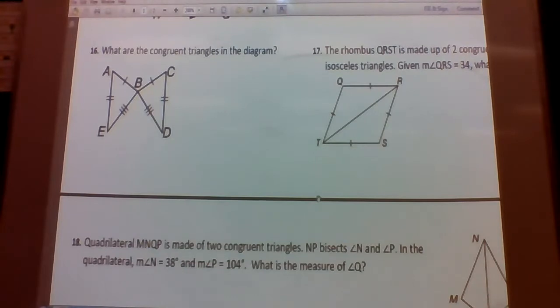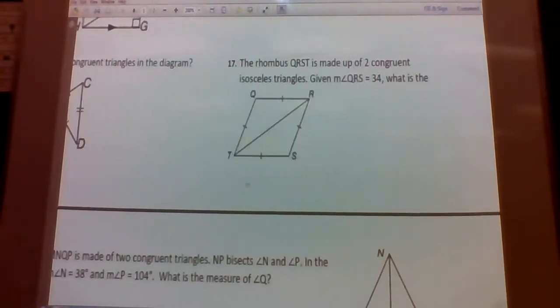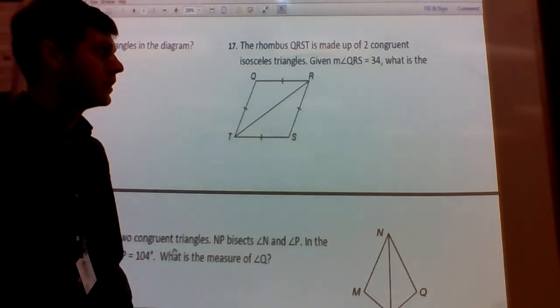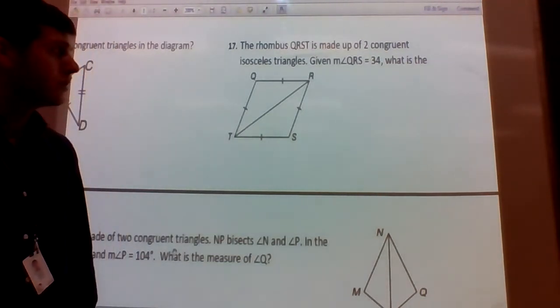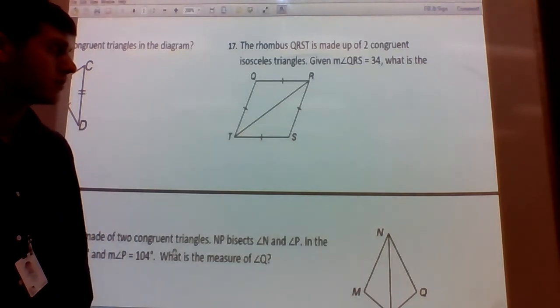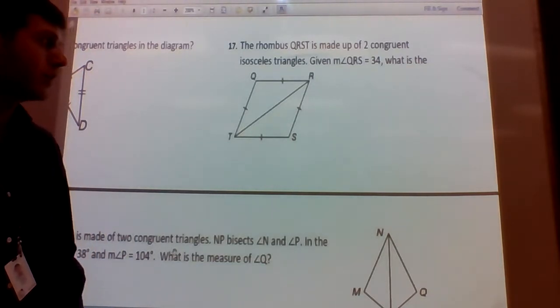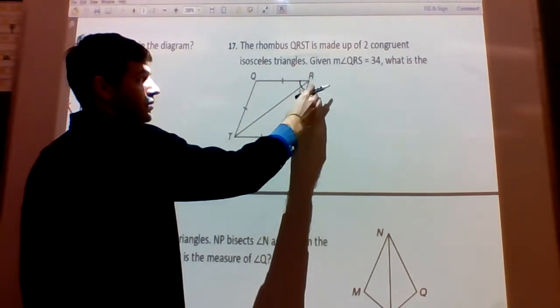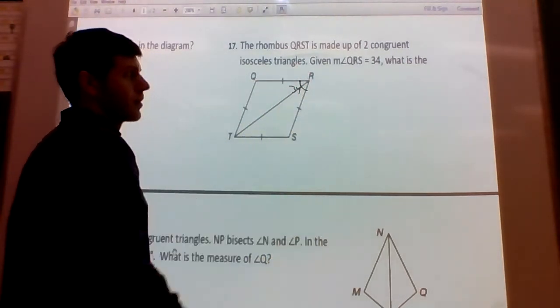17. The rhombus QRST is made of 2 congruent isosceles triangles, and we are given that the measure of angle QRS is 34.